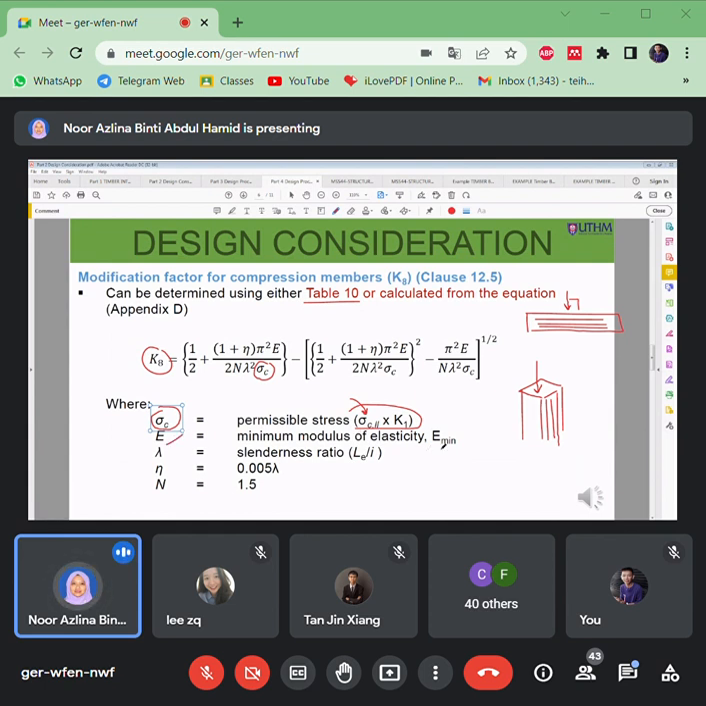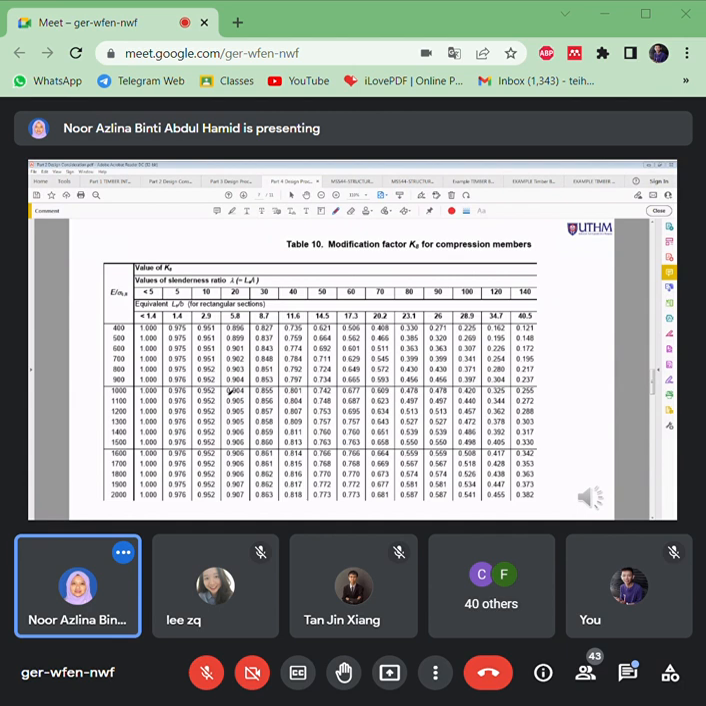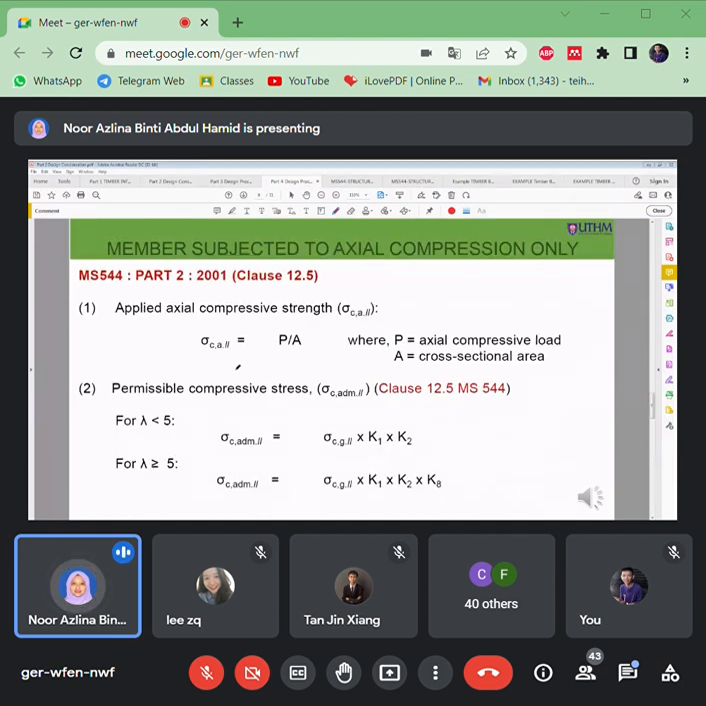This is E minimum, and then the slenderness ratio. Then N here is 0.005 times the slenderness ratio. So you need to list out all the values here before you can substitute and find the K8 value. This is the table, and these are the steps.